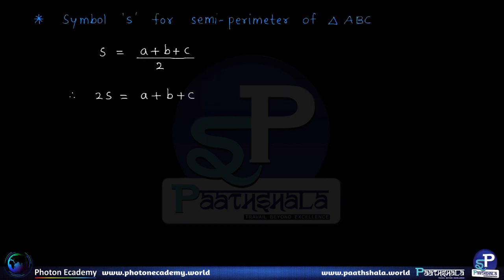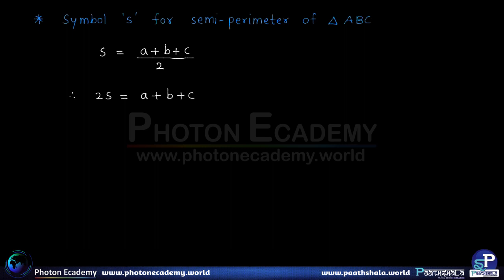Now in all of these applications we'll be using a symbol S to stand for the semi-perimeter of triangle ABC. So that means S is nothing but the sum of all sides, a plus b plus c, upon 2. So hence we can write 2S is equal to a plus b plus c. So this particular symbol we will frequently use in the remaining formulae and applications.